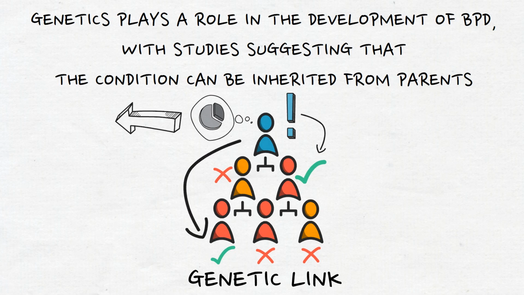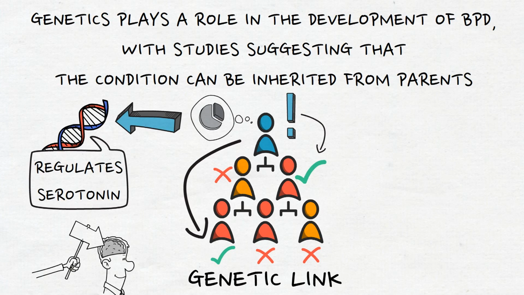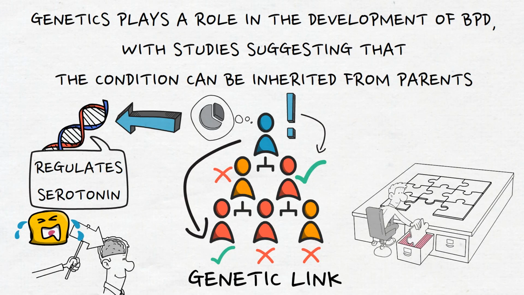Additionally, specific genes may be linked to the development of BPD. For example, the gene that regulates serotonin levels in the brain is associated with BPD. Serotonin is a neurotransmitter that helps regulate our mood, so having a genetic predisposition for lower serotonin levels can increase the risk of developing BPD. But genetics is just one piece of the puzzle when it comes to understanding the causes of BPD.